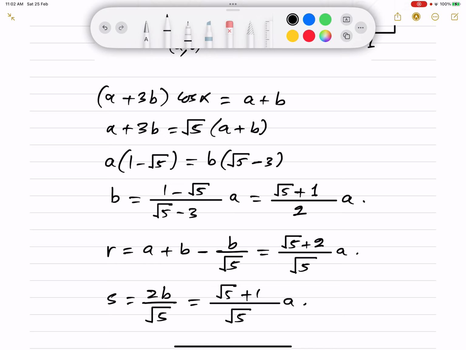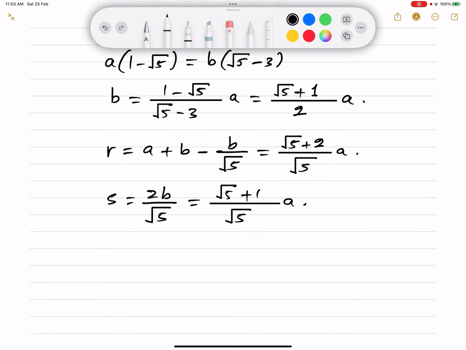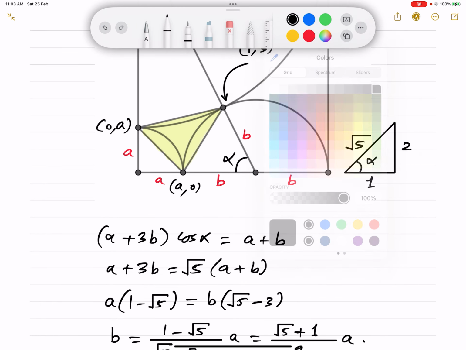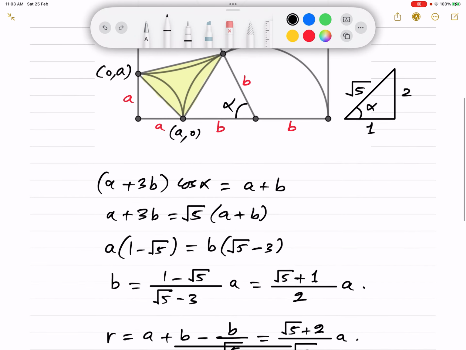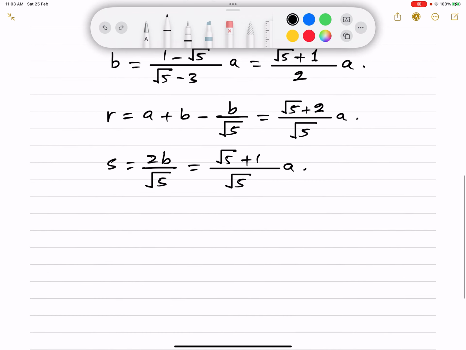So now we have successfully expressed both r and s in terms of a, and that is the idea here. Basically, we have done almost all the work. Okay, now we want to find the area of the yellow triangle here, using the coordinates of the triangle. Of course, we can use the determinant formula for that, and then equate that with the given area. So let's do that.